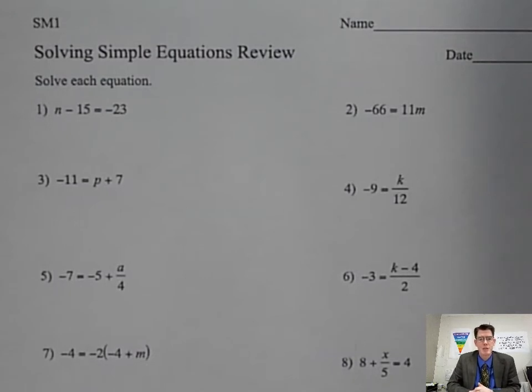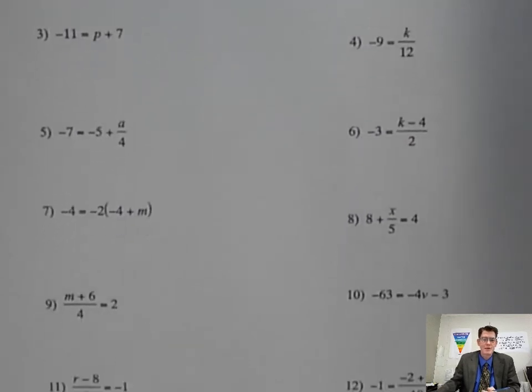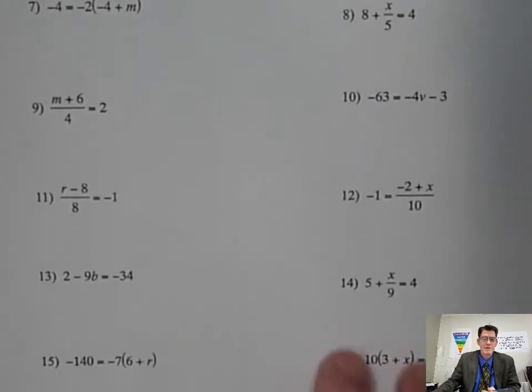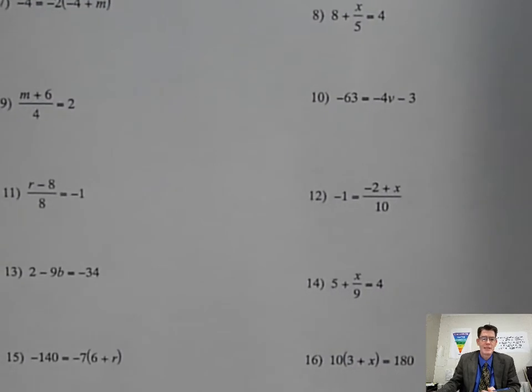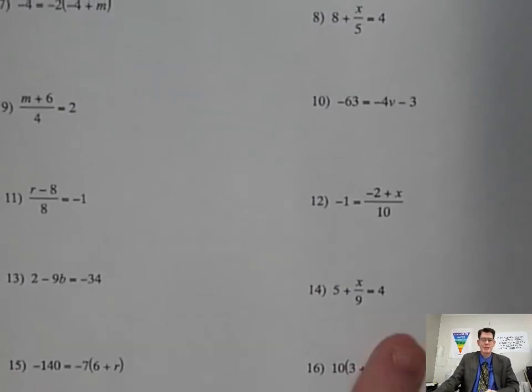You're going to see some problems today worked a little differently than what you've seen in the past. Numbers 7, 15, and 16 especially may be done a little differently. That's the point. Hopefully, one of these ways that you see this concept work out is going to make sense.